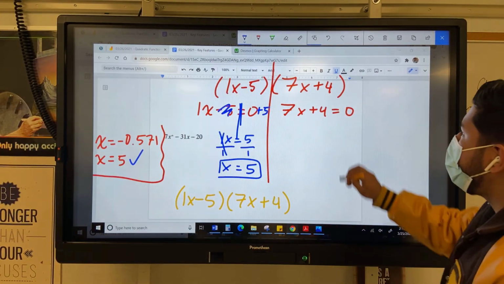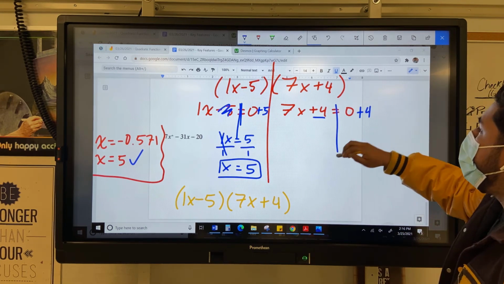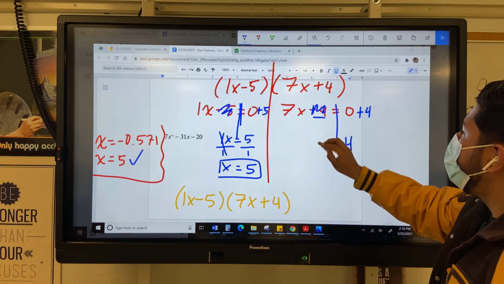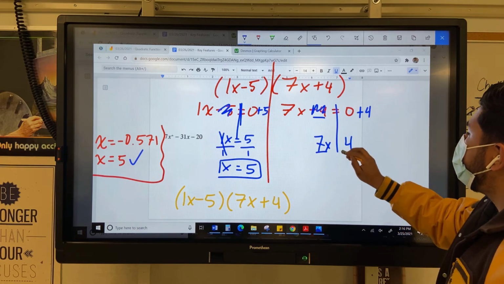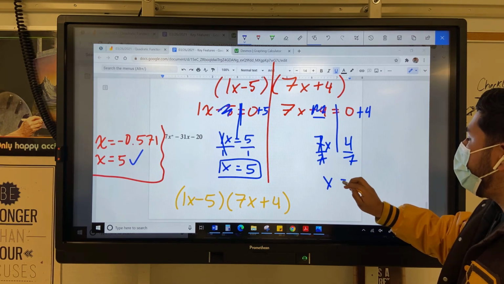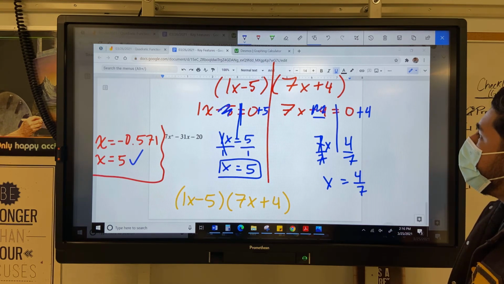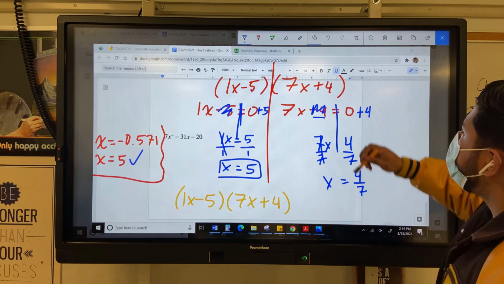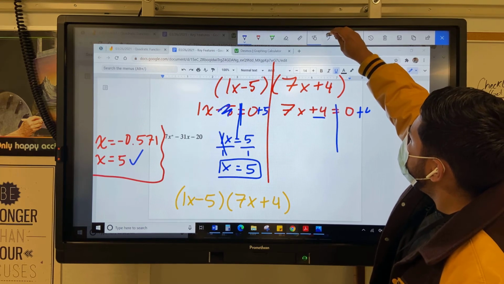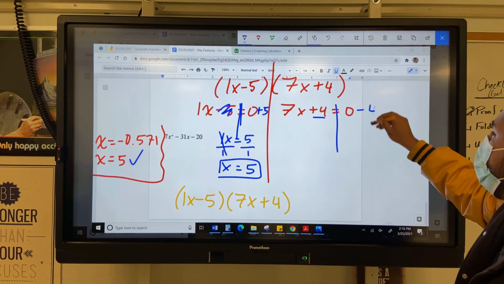Here we go. Border. Throwing over this 4 turns into a plus 4. Remember this stuff? This beginning of the year stuff. 0 plus 4, that's 4. Bring down the 7x. Divide by 7. x equals 4 over 7. Backtrack. I messed up. I put a plus 4. This plus 4 turns into a minus 4, ladies and gentlemen.